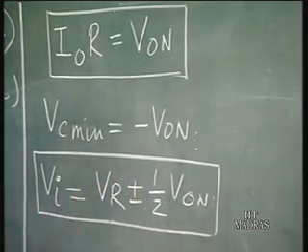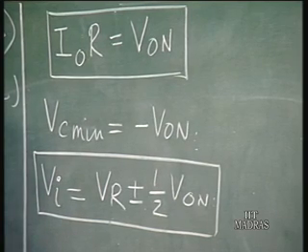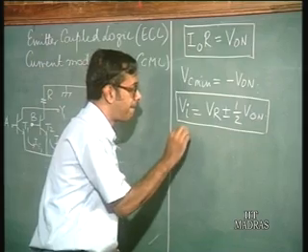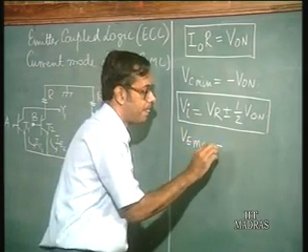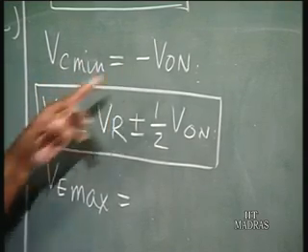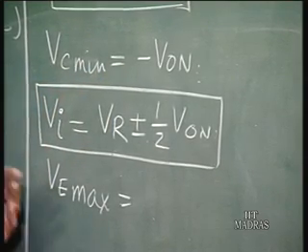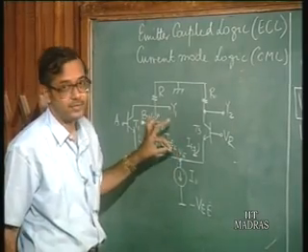Now, if we have this condition, what is Ve max? That is, we have seen Vc min. Now, what is Ve max? That is the maximum value of voltage that we can have at Ve.